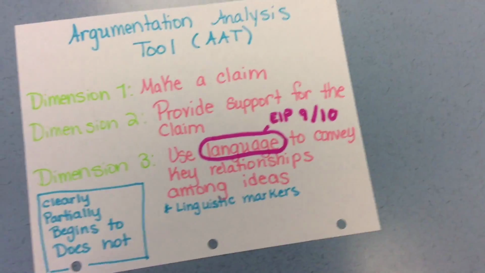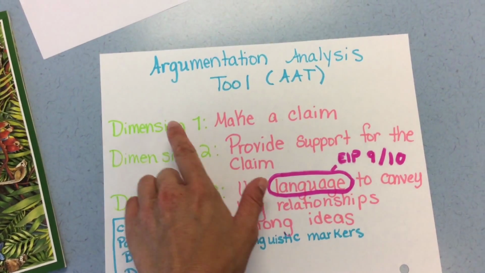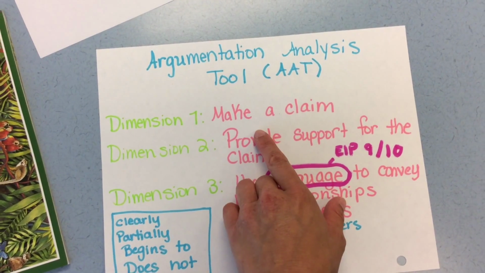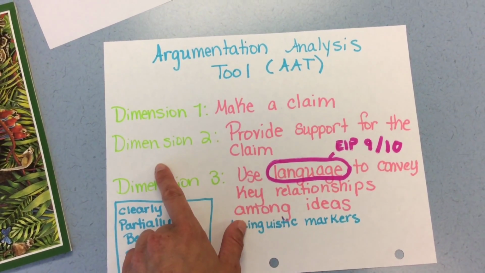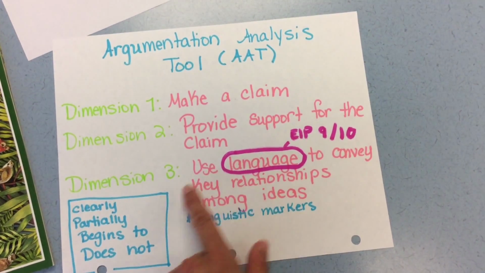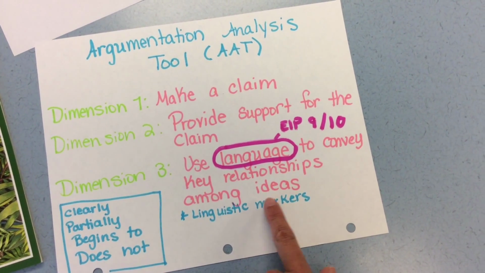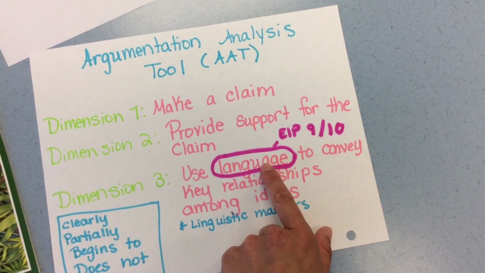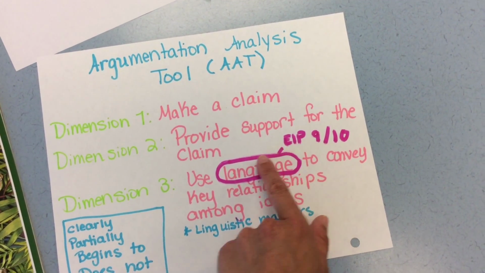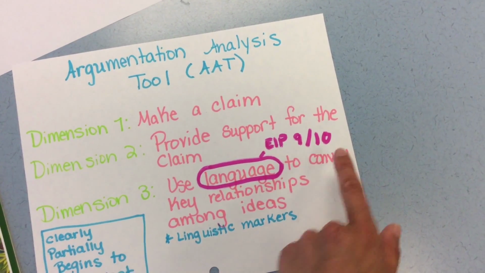And then at the end, we used a tool that we had learned about in our workshop called the Argumentation Analysis Tool. So the first thing you do is you look at Dimension 1, did the student make their claim? Dimension 2 is, did the student provide support for the claim? And then Dimension 3, did the student use language to convey key relationships among the ideas? Okay, and that language standard is in the ELP standards 9 and 10.